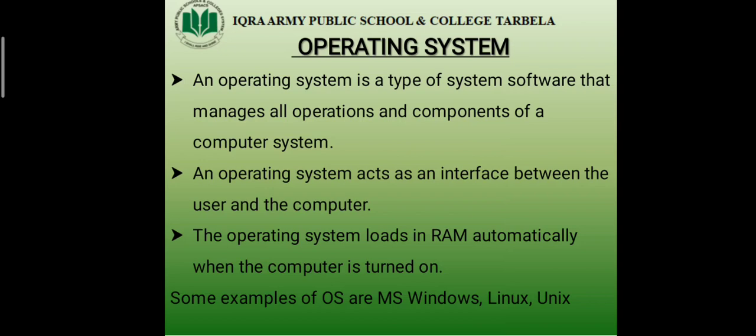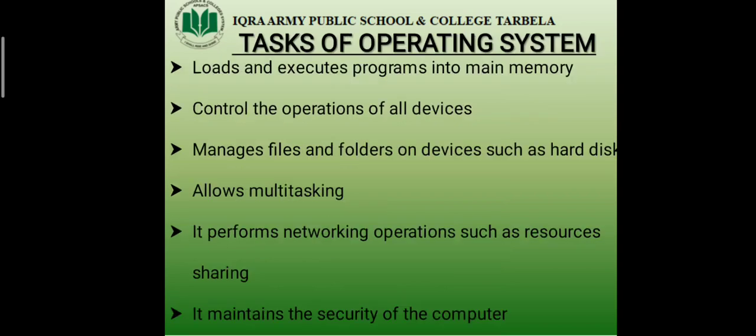The operating system is used to load RAM automatically when the computer is turned on. Whenever you turn on your computer, it's the responsibility of the operating system that it loads RAM automatically. Operating system has a lot of importance, that user cannot run any program without operating system. It is the most important software of the computer that is used to run the computer. Some examples of operating system are Windows, Linux, Unix, Mac OS and Android.